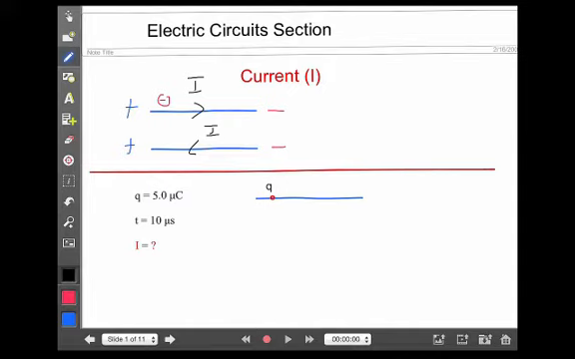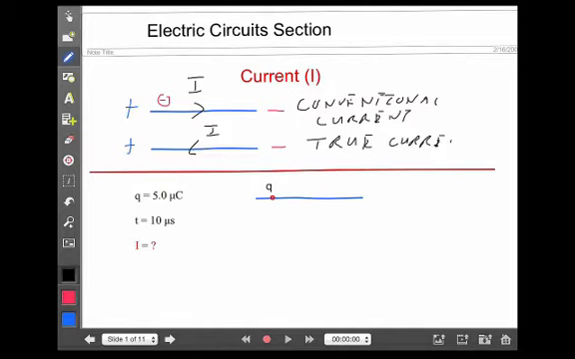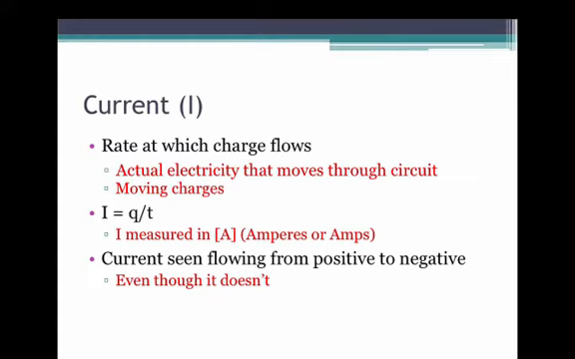Now that's the difference between something that is called conventional current versus something called true current. Well, why the difference? Turns out, again, true current flows from negative to positive.